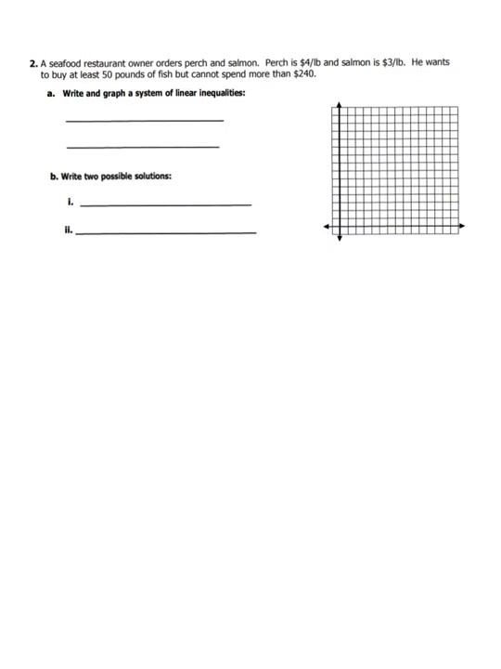Okay. The next one says a seafood restaurant owner orders perch and salmon. Perch is $4 a pound and salmon is $3 a pound. He wants to buy at least 50 pounds of fish, but cannot spend more than $240. So this is going to be very similar to the one I just did. First thing you're going to want to do is identify what your X and your Y are. What are your 2 unknowns? Establish that first. I would have said that X is perch and Y is salmon.